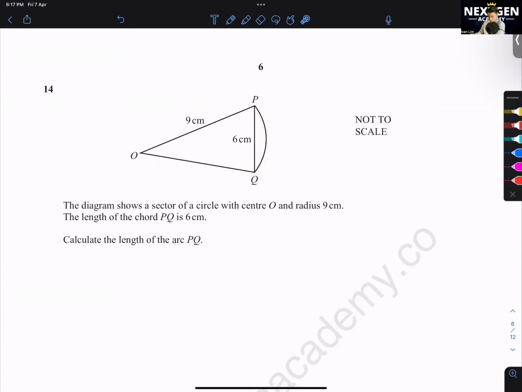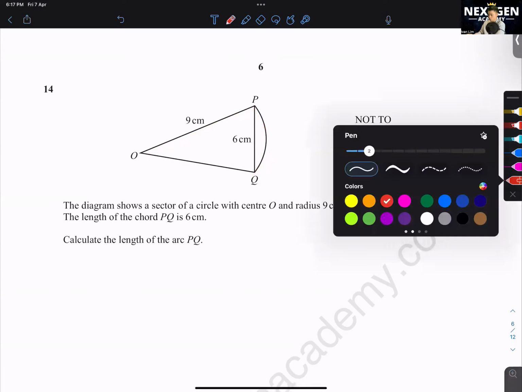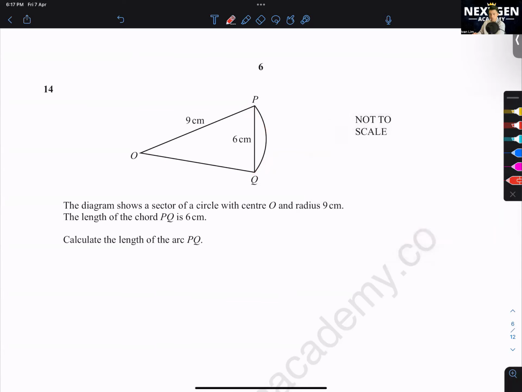Anyway, because it's a sector, how to find arc? Formula of arc will be theta over 360 times 2 pi r. So I need my theta, I need my angle. I only got 9 and the chord. So what I can do is I split this triangle into half.